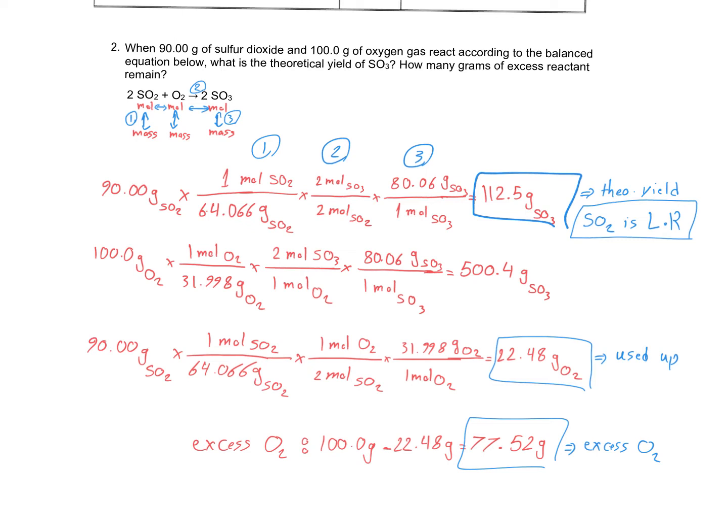For 100 gram of oxygen, we made 500 gram of product SO3. With 90 gram of SO2, we make 112.5 gram of SO3. Therefore, SO2 is our limiting reagent, and the mass of product that we make with the limiting reagent is the theoretical yield. Therefore, 112.5 gram is the theoretical yield.